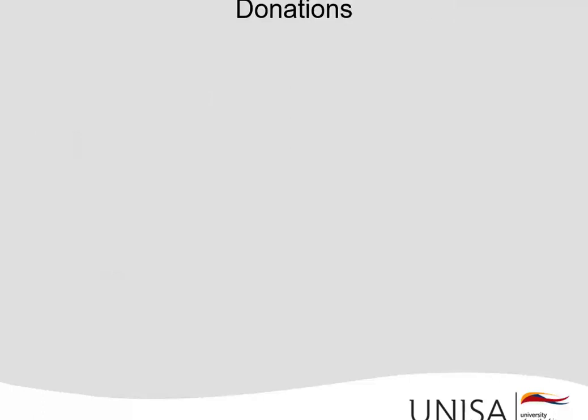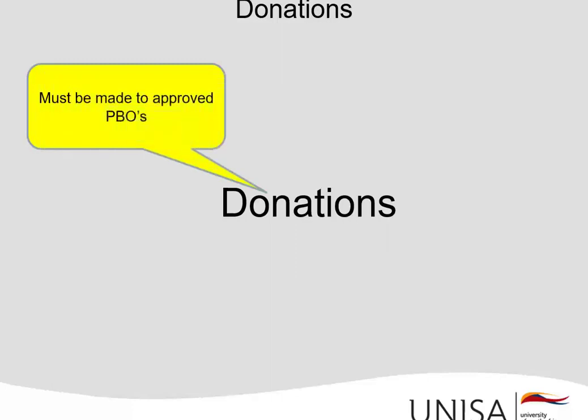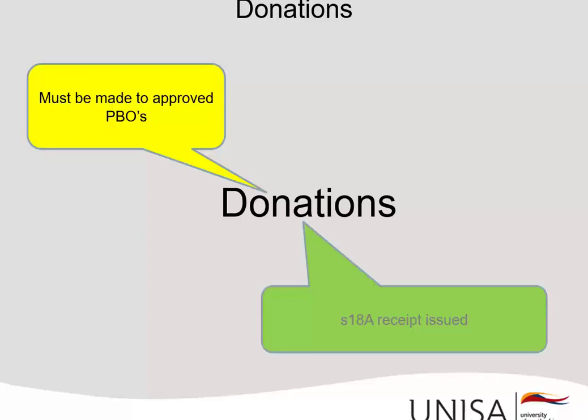Right, so let's have a look at the concepts in donations. Well, first of all, we need to make sure that any donation that we want to deduct for the taxpayer has been made to an approved public benefit organization. Now, in terms of the information you are given, it will tell you that the taxpayer received a Section 18A receipt, or a Section 18A receipt was issued by the public benefit organization. This shows that the donation has been made to a PBO and that it does qualify for deduction for income tax purposes.